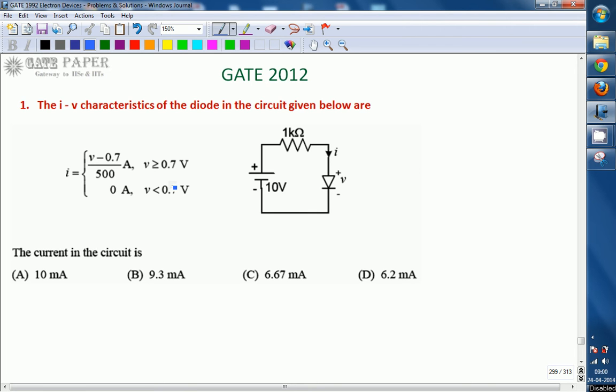Otherwise the current is 0. Then calculate the current flowing through the circuit I. A: 10 milliamperes, B: 9.3 milliamperes, C: 6.67 milliamperes, D: 6.2 milliamperes. The right option for this one is 6.2 milliamperes.